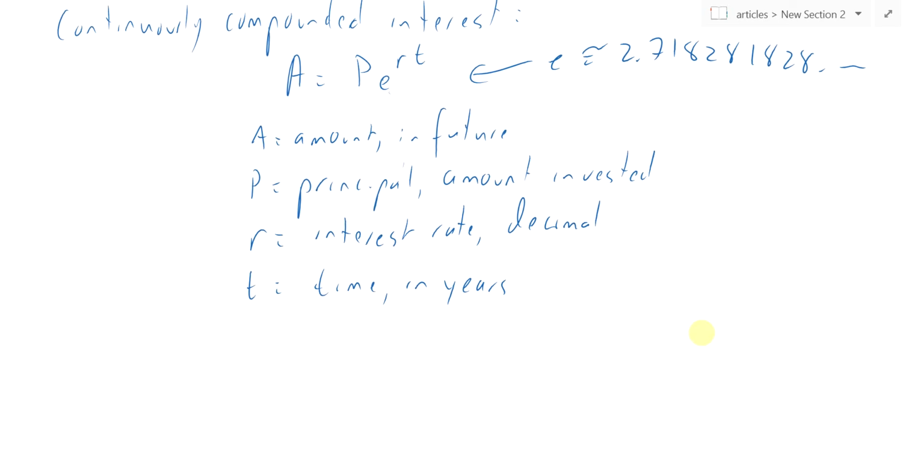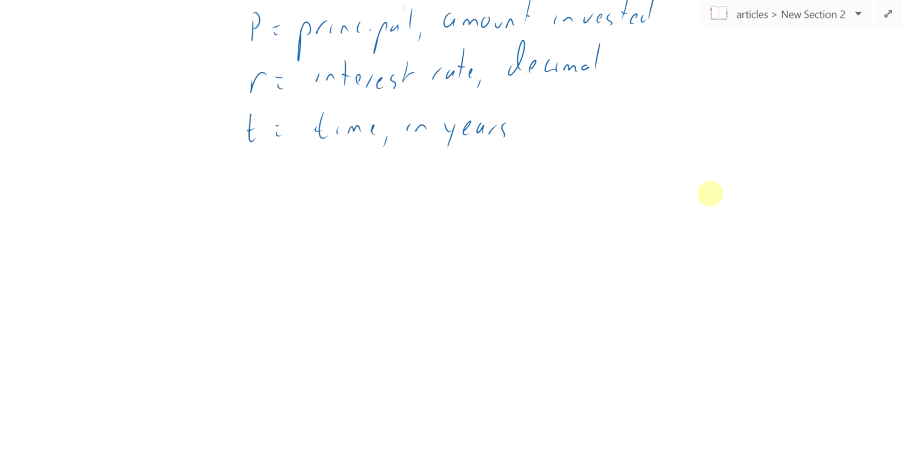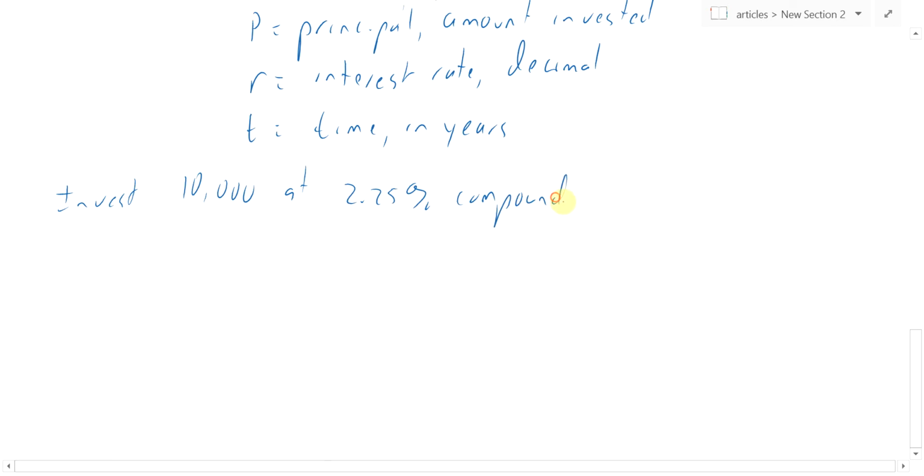Okay. Problems here are the same as with the compound interest problems, except this formula's got 4 variables. It's another formula that you have to memorize. And they'll give you 3 of them and tell you what the 4th one is. So suppose you have a problem where you invest $10,000 at 2.25% compounded continuously. How much will you have in 60 months? Or how much is in the account in 60 months?